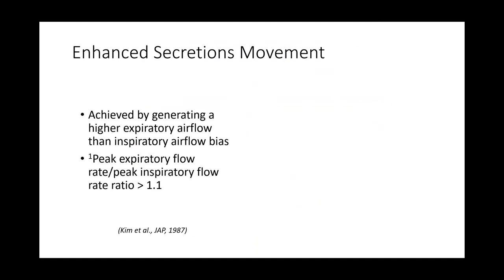So what we've done is we have enhanced our airway clearance by generating a higher expiratory airflow bias than our inspiratory airflow bias, and we want that to be greater than 1.1, or our expiratory minus our inspiratory difference to be greater than 17 litres per minute or greater than 33 litres per minute, depending on which literature you read. But it means that we need higher flows.